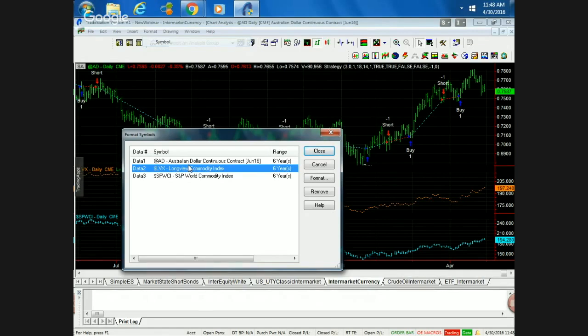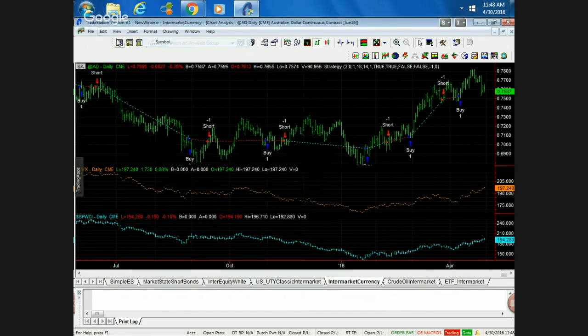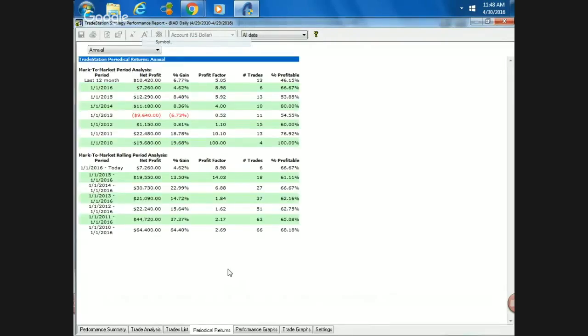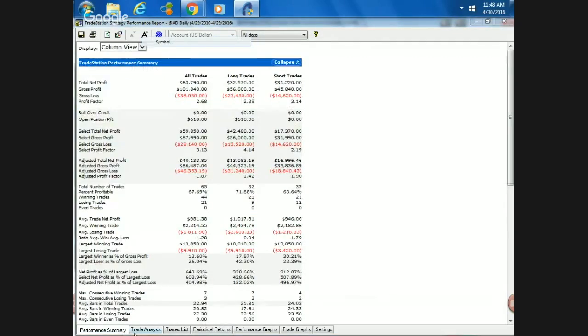Okay, so you tested these two. Right, and found out that this world commodity index was the best one. Okay, and let's look at those results. The problem is when you start testing these weird indexes, sometimes you only get 5 years of data.